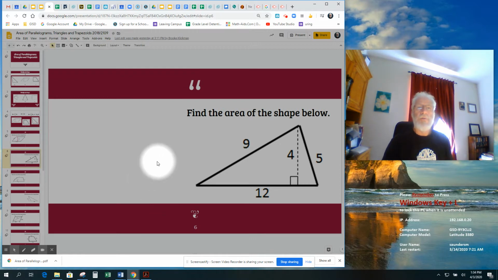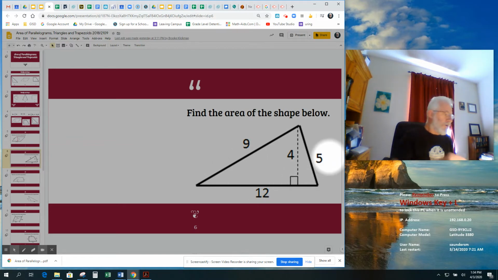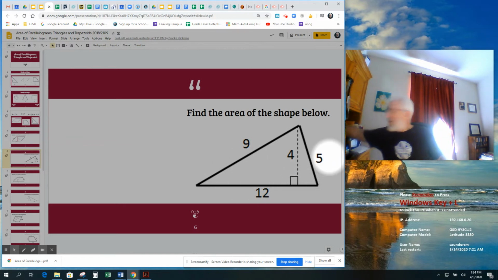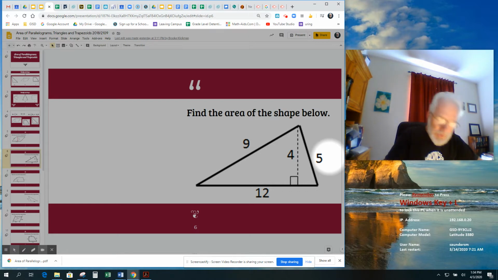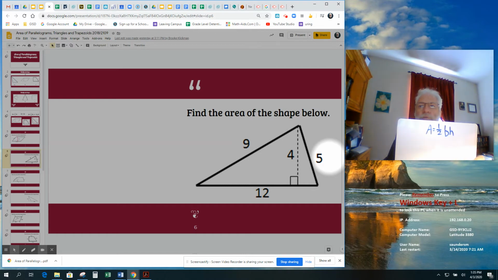Let's try another one. Find the area of the shape below. Okay, this one is a three-sided figure. So we're going to find the area of this three-sided figure that we know is a triangle. And so the area of a triangle is 1/2 base times height. So I always start out by writing my formula so I can fill in the things that I know.